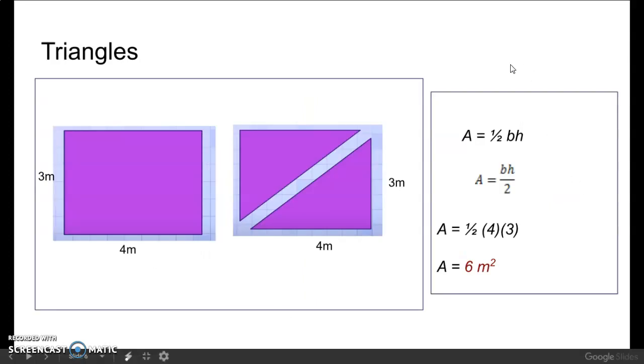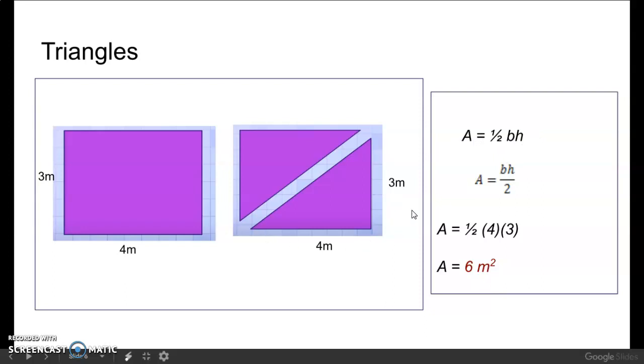Okay, triangles. I thought Math Antics did a great job with triangles, so I used a couple of pictures from their website. So here's a rectangle, 3 meters by 4 meters, so you know that's 12 meters squared. Well, a triangle is just half of a rectangle. So if you cut this rectangle in half, then this area is going to be half of what this is. This was 12, so half of that is 6. So that's where we get the area formula. It's half the base times the height.